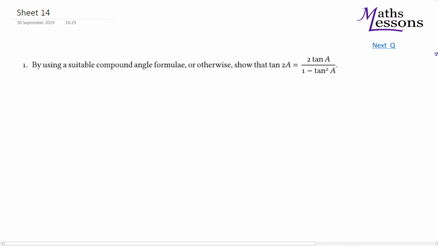We're starting off with question 1, which is quite a straightforward proof. You want to show that tan 2a equals this. And it should only take you a minute really to have a go at this, because you'll either be able to do it quickly or you won't.